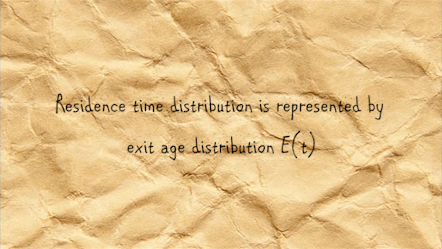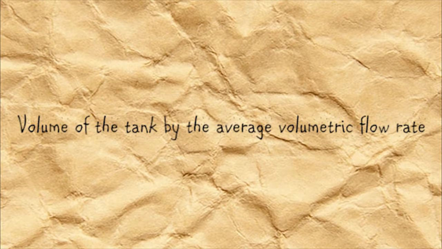The distribution of residence time is represented by an exit age distribution, E(t). In order to calculate the residence time, divide the volume of the tank by the average volumetric flow rate. These are the basic concepts of the CSTR.